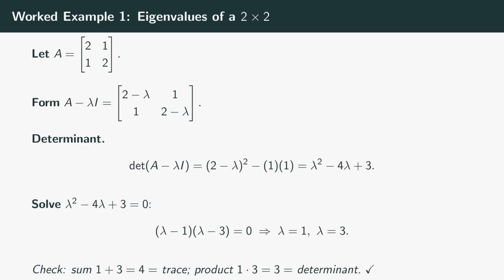Let's sanity check with the shortcuts we just learned. The sum of the eigenvalues, 1 plus 3, is 4, and the trace of the matrix, 2 plus 2, is also 4. Good. The product, 1 times 3, is 3, and the determinant, 2 times 2 minus 1 times 1, is also 3. Both checks pass. The eigenvalues are 1 and 3.